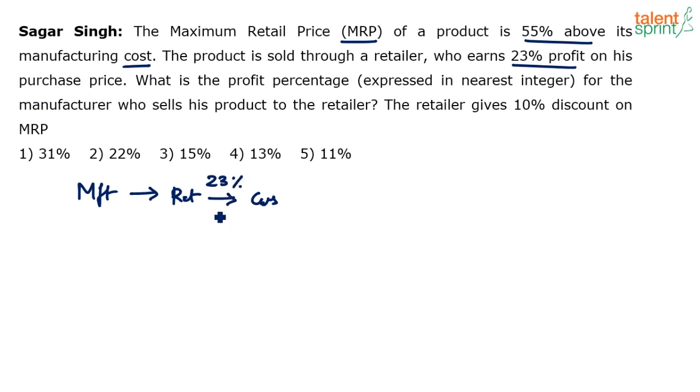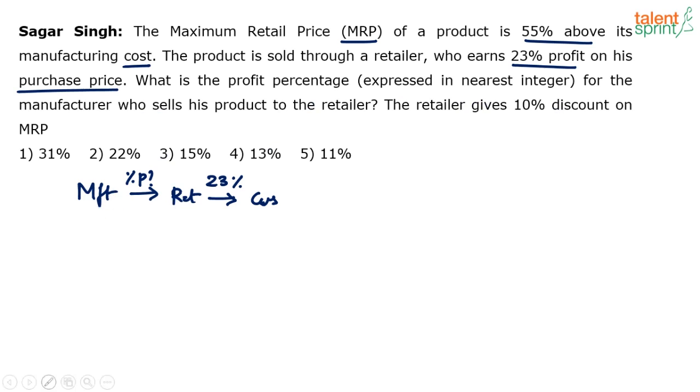So when the retailer sells it to the customer, he is making 23% profit on his own purchase price. Purchase price here is nothing but the cost price. Whatever is the cost price for the retailer, on that he is making 23% profit. Now what is the profit percentage, expressed in nearest integer, for the manufacturer who sells this product to the retailer?